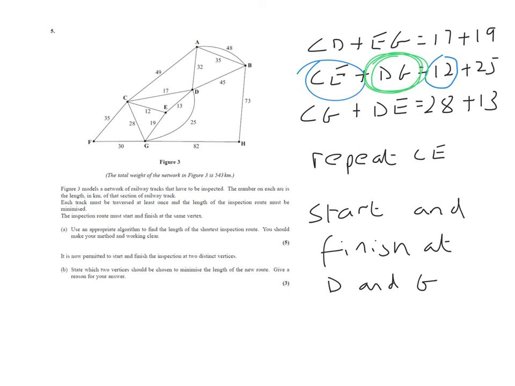Have we given a reason yet? Not really. We've said repeat CE because CE is the shortest. And let's just put a 12 in brackets there to show that we've done that. And that's route inspection.